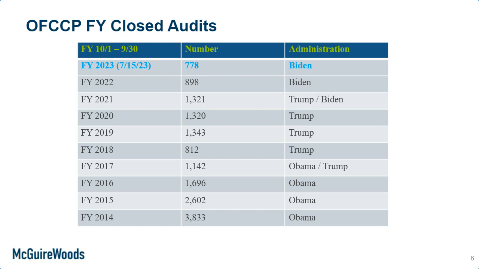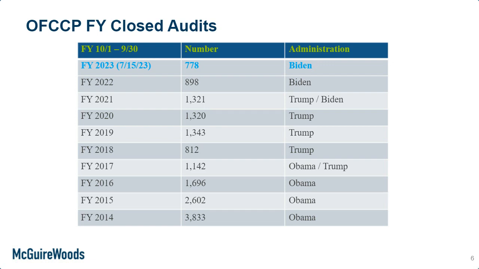And as we'll talk about later with the scheduling letter, goodness, the kinds of information they ask up front, the level of detail they get into has just expanded over the years. They have a tendency to dive deeply into every audit, as opposed to picking and choosing when they need to do more extensive reviews. And as a result, that's impacted their closed audit numbers.